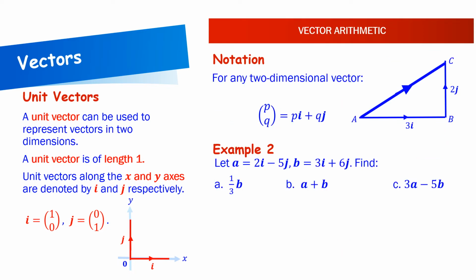Let's now take a look at another example. Pause the video and have a go. Press play when you're ready to view the solutions. So let's look at example 2a first. Let a equal 2i minus 5j and b equal 3i plus 6j. Find a third b. So let's solve this.